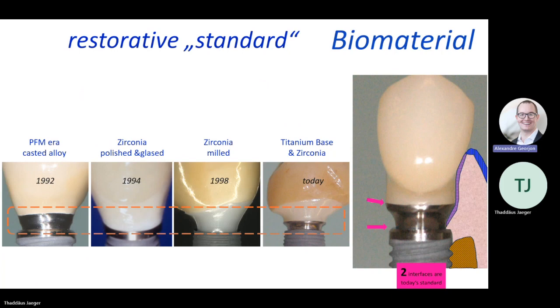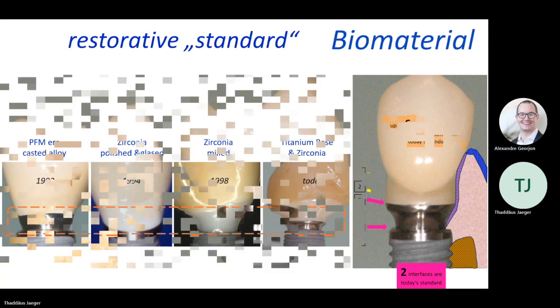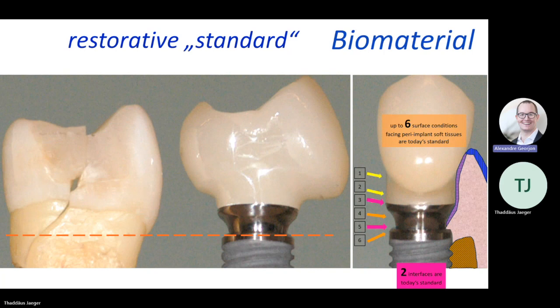And also with this restorative standard, we have two interfaces. The one to the implant and the other one between the titanium base and the zirconia crown, the device. And moreover, when we look at such a construction, we see that we have several different surface configurations: polished, milled, glazed, veneered, or even cemented, glued with a resin cement.